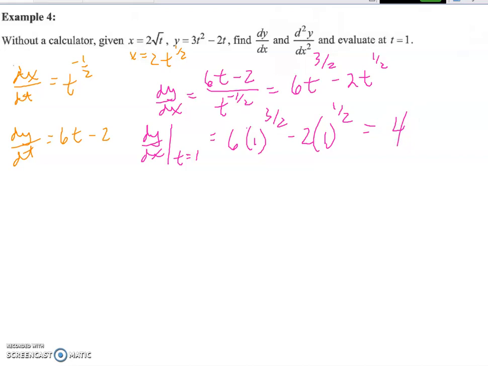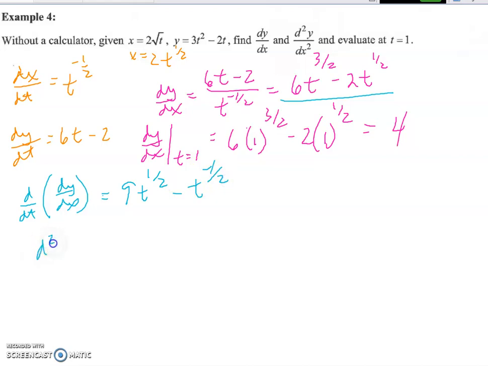Now what we're going to do is find the second derivative. So remember, the second derivative is going to be the derivative of dy/dx divided by dx/dt. So let's start by doing d/dt of dy/dx. We're just going to use the form that allows us to use the power rule. Right, so that's going to give us 9t to the 1/2 minus t to the negative 1/2.